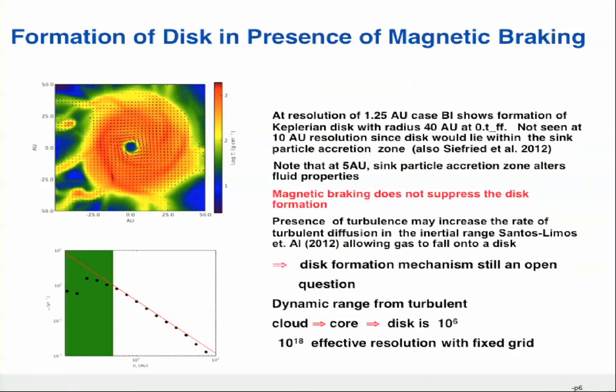But it now turns out that with supersonic turbulence present, this breaks the strong efficiency of magnetic braking, and disks can actually form. And that's a whole other topic, but the formation mechanism of these disks is still an open question about how the turbulence does this. In the simulations that I've just shown you, the dynamic range from turbulent clouds down to cores, down to the disks, is about 6 orders of magnitude. This means that with a fixed grid, you're dealing with a problem that would require 10 to the 18 effective cells. You can't touch this problem without adaptive mesh refinement.